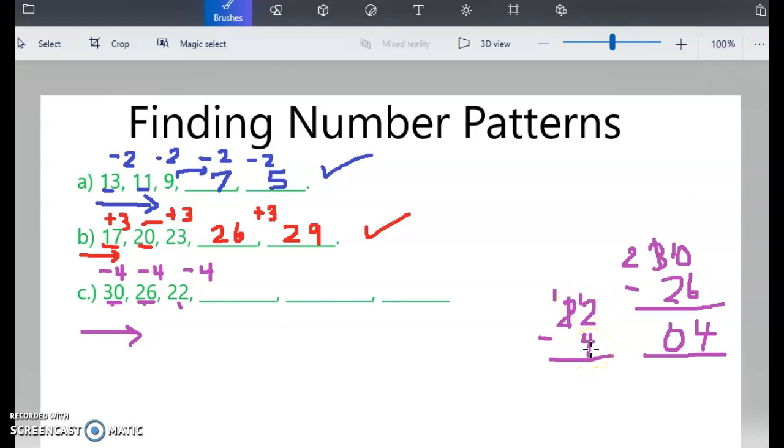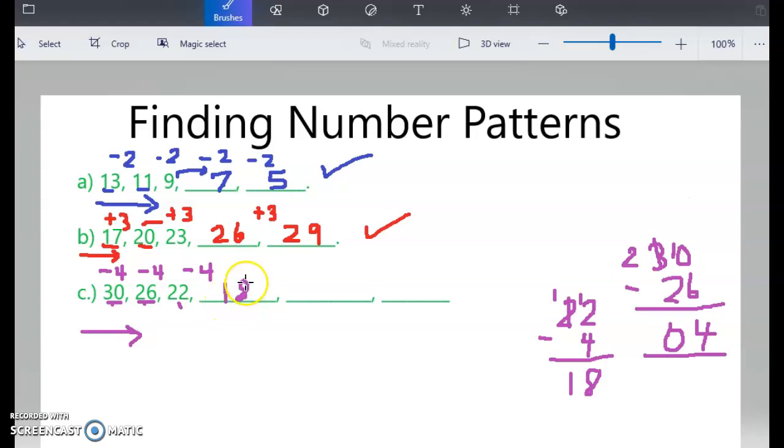So I call myself 4 and I count to 12. 4, 5, 6, 7, 8, 9, 10, 11, 12. My answer is 8. And I bring down that 1. So my answer here is 18.